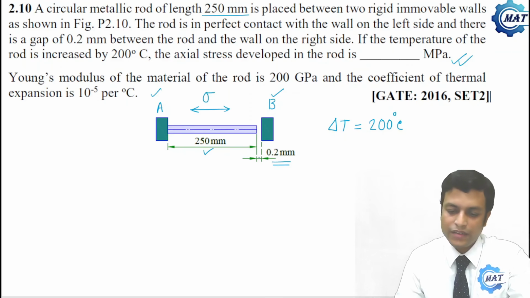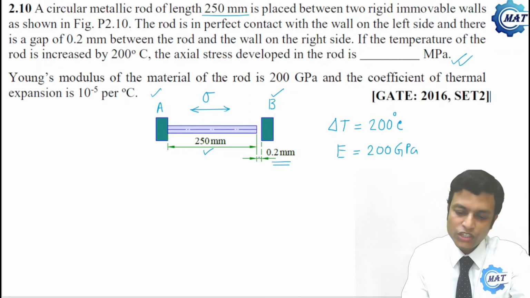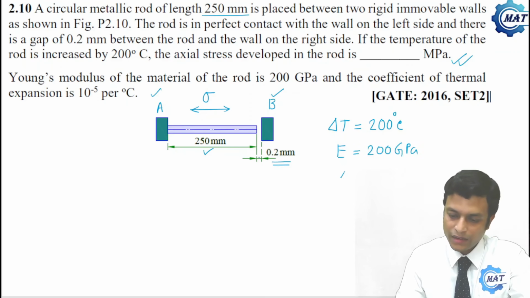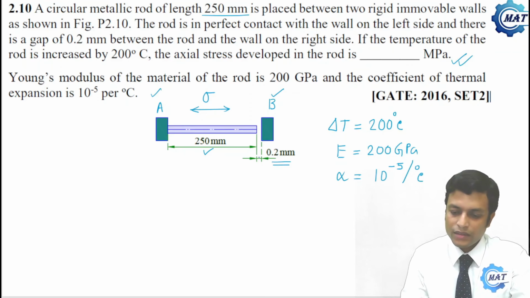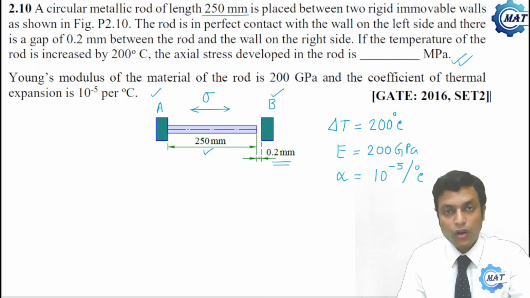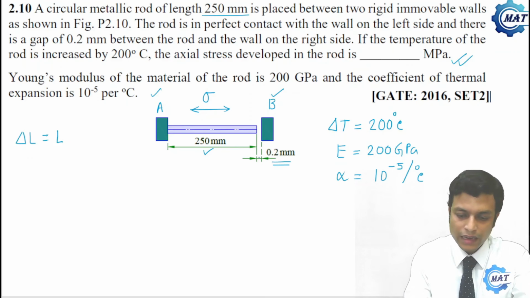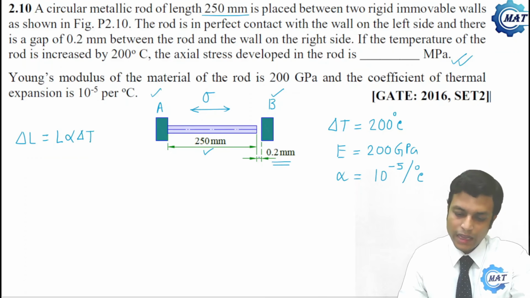What will be the stress at elevated temperature? And it is given that Young's modulus of the material E is 200 GPa and coefficient of thermal expansion is 10 to the power minus 5 per degree Celsius. So alpha is 10 to the power minus 5 per degree Celsius. Now the same problem, same as the previous one. If we allow the rod to expand freely, the elongation of the rod will be delta L is L alpha delta T.